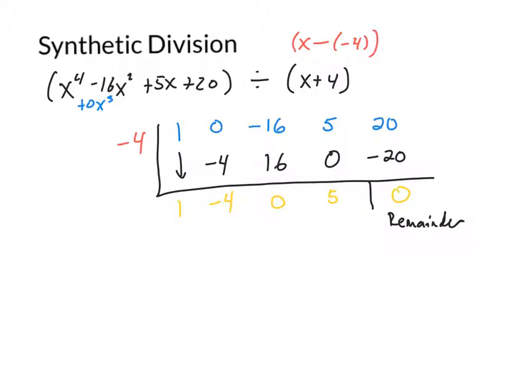Okay, well, since I had a linear factor when I divided out, just x here, the interpretation I have to make on these numbers starts with x cubed, so it's always one less than this term here. Okay, so what this tells me is the answer to my question is x cubed minus 4x squared plus 0x plus 5.